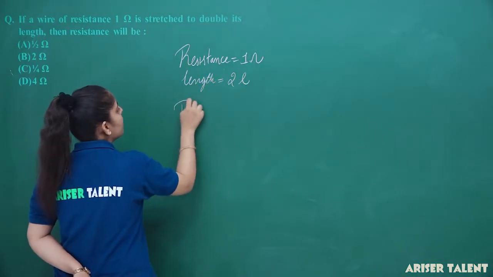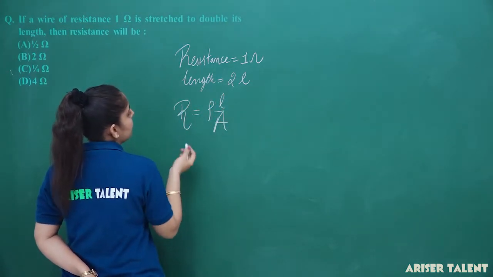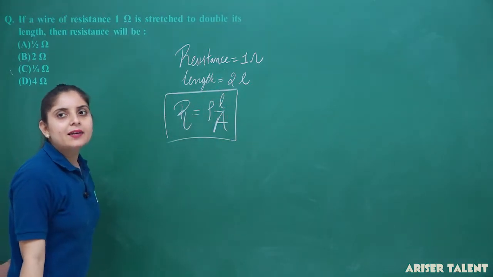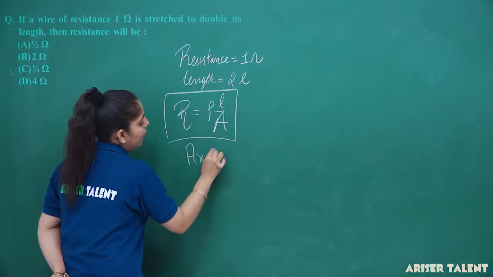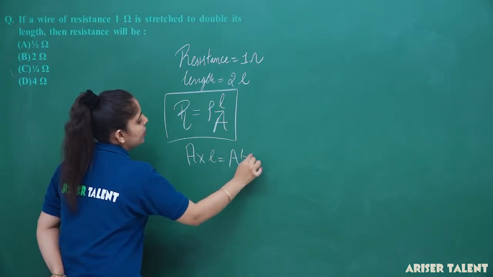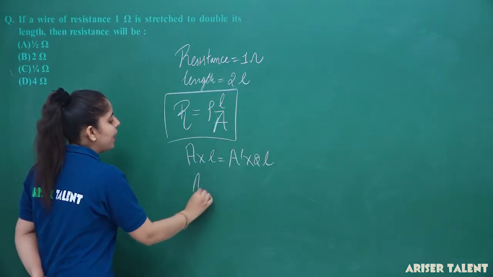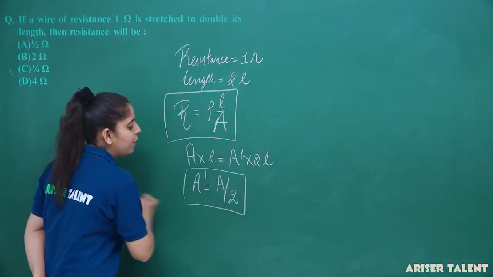R will be rho L by A. This is the formula for resistance we have. I have told you earlier that the volume you have to keep the same. So, A into L will be equal to A dash into 2L. So, the value of A dash came out to be A by 2. This is the earlier case we have done.